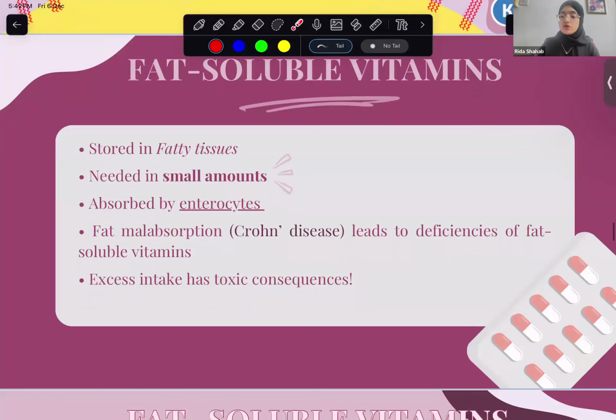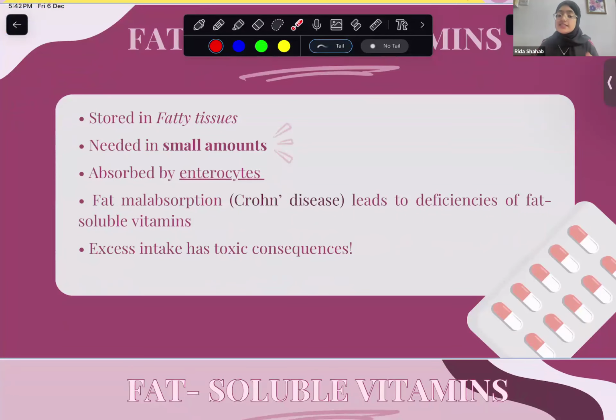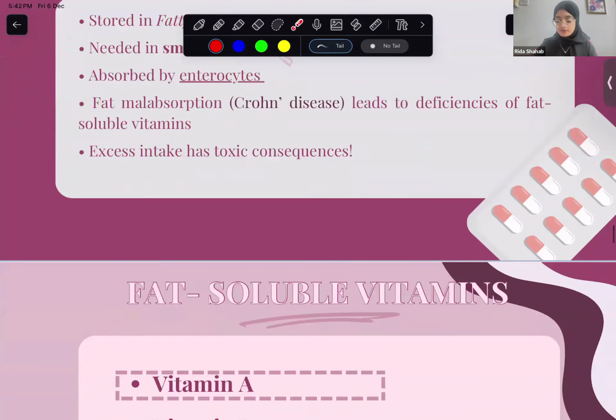Fat malabsorption, like Crohn's disease, leads to deficiencies of fat-soluble vitamins, okay? So if there's fat malabsorption in your body, or if you're going through a disease where you cannot absorb fat well, you're also going to have deficiencies of fat-soluble vitamins because you're not going to be absorbing them well. Excess intake of fat-soluble vitamins has toxic consequences.